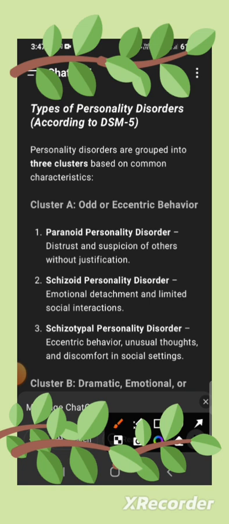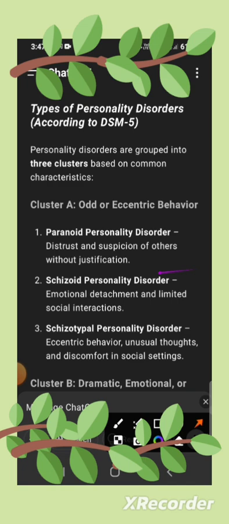Paranoid personality disorder (PPD). Persistent distrust and suspicion of others. Believes others are deceiving or harming them even without evidence. Difficulty forming close relationships.